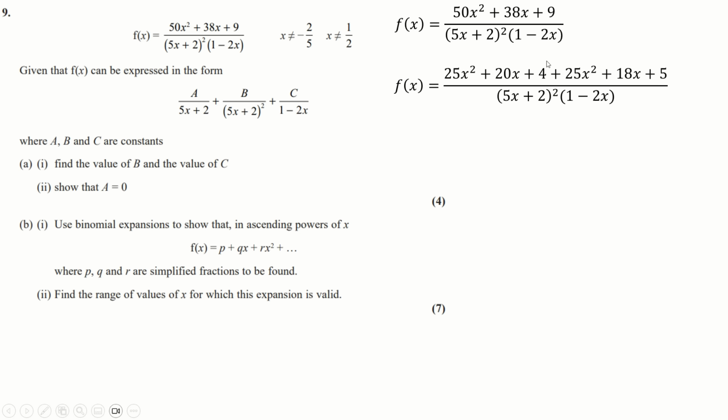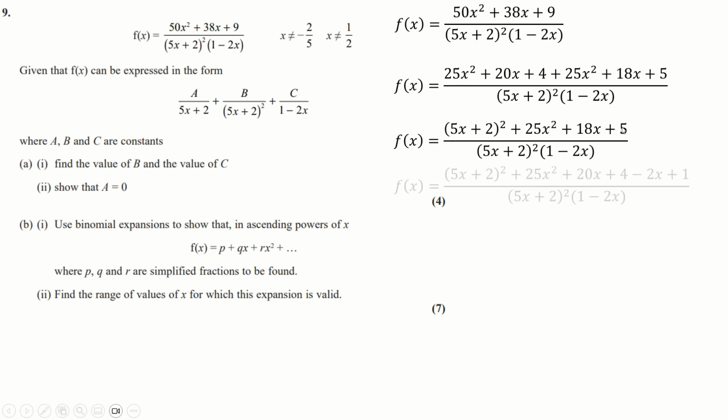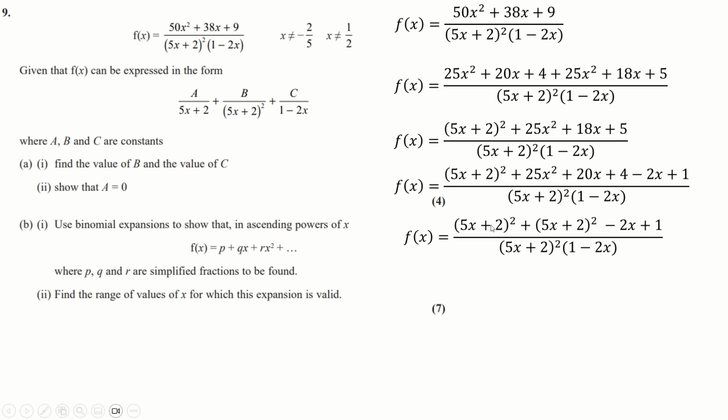The reason that I've done that is because if I look at these first 3 terms, I think that factorizes perfectly to 5x plus 2 all squared. And now when you look at this thing, well, this here, I mean, this is just 20x minus 2x, and this is just 4 plus 1. I mean, we all went to primary school, so this isn't too hard. But when we look at these 3 terms here, that's just 5x plus 2 all squared. And now this is just 2 lots of 5x plus 2 all squared.